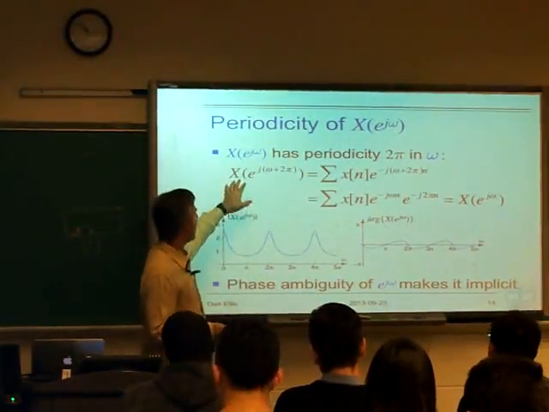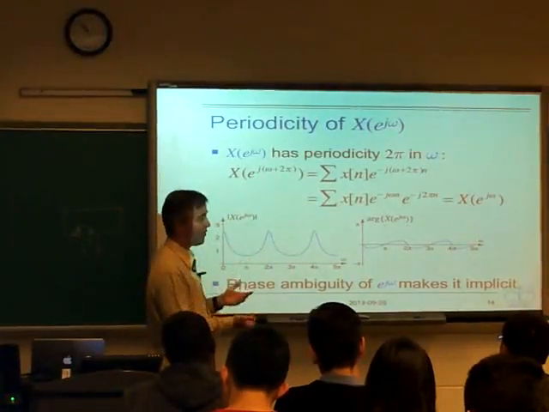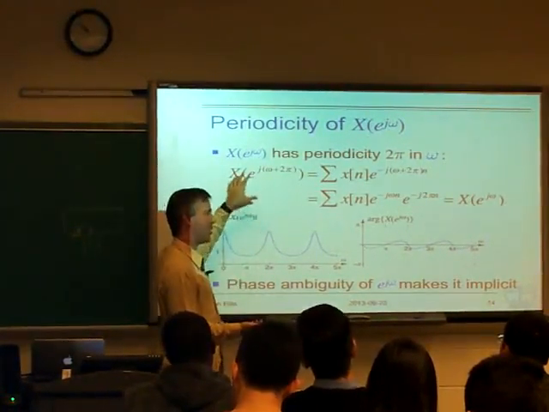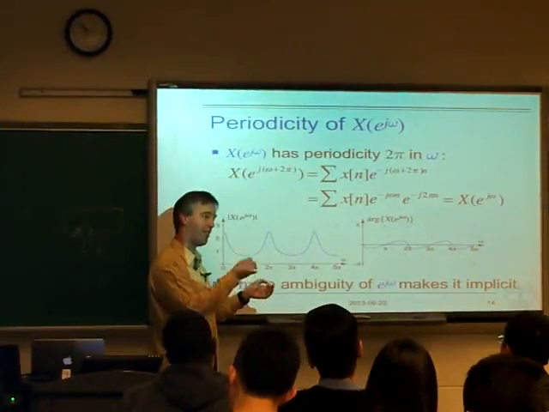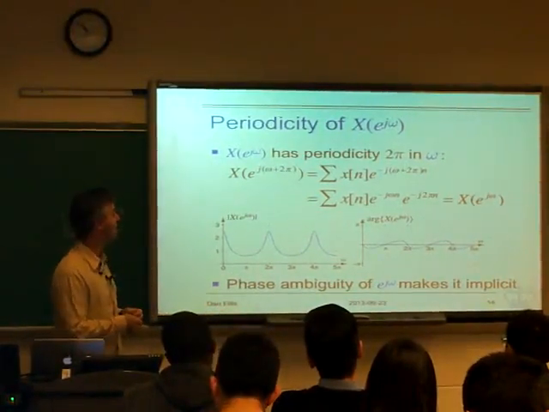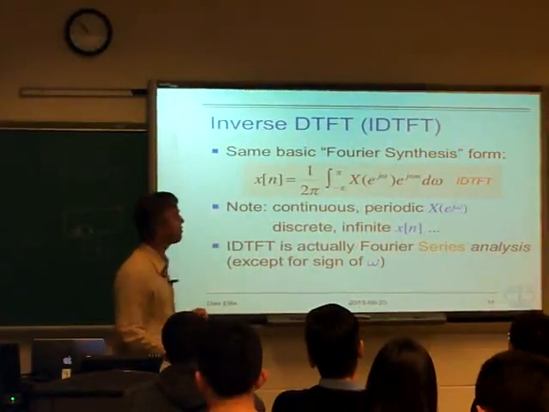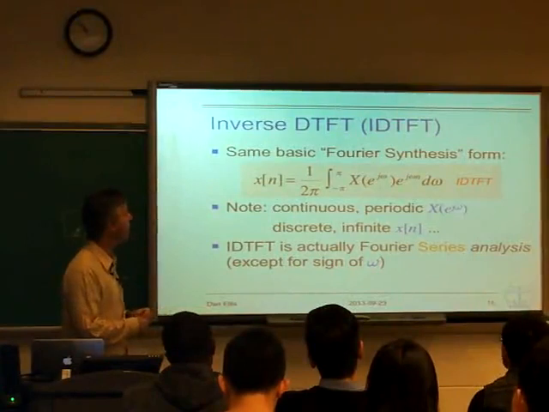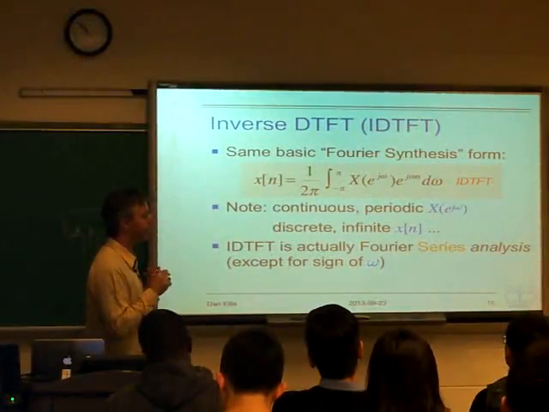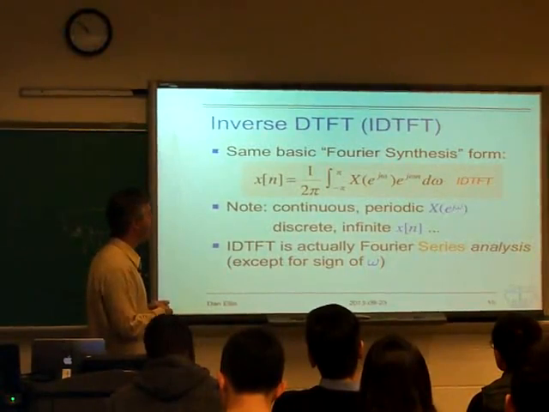One of the nice things about making it X of e to the j omega rather than, say, X of omega is that e to the j omega is already equal to e to the j omega plus 2 pi. And so now there's no sense in which we have to express this periodicity. It's implicit in the way that we express it as a function of e to the j omega. Which, again, will make a lot of sense when we see it in terms of the Z transform. So that's the definition of the forward discrete-time Fourier transform, or the DTFT analysis equation.